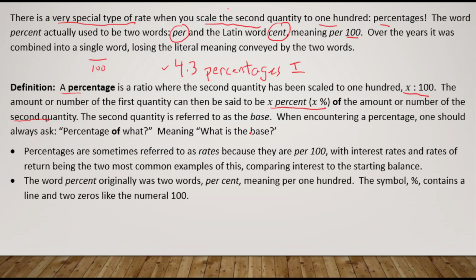The second quantity is referred to as the base, right? When encountering a percentage, one should always ask a percentage of what, meaning what is the base, the unit, right? The unit of the base, of the bottom number. Percentages are sometimes referred to as rates because they are per 100. With interest rate, which would be section 4.5. The word percent originally was two words, right? So we went over that. So let's dive into some problems with percentages.